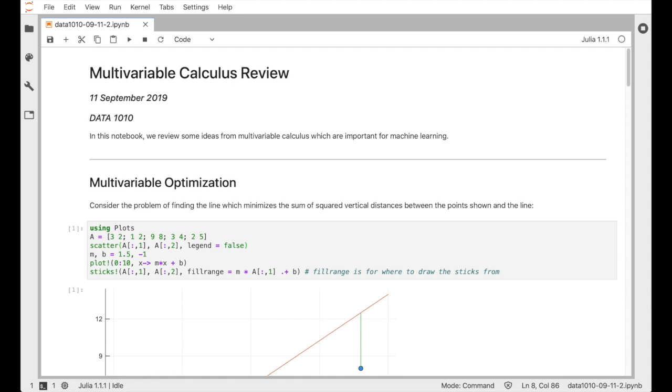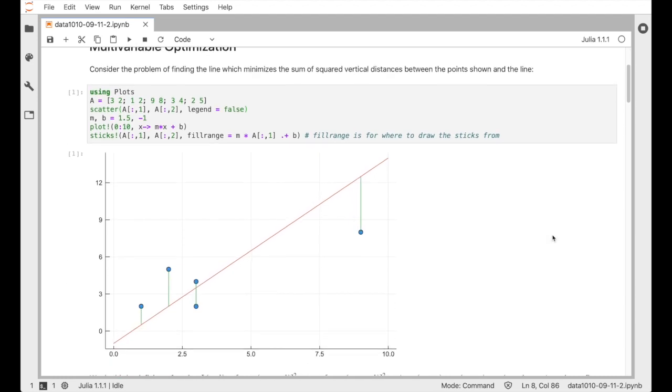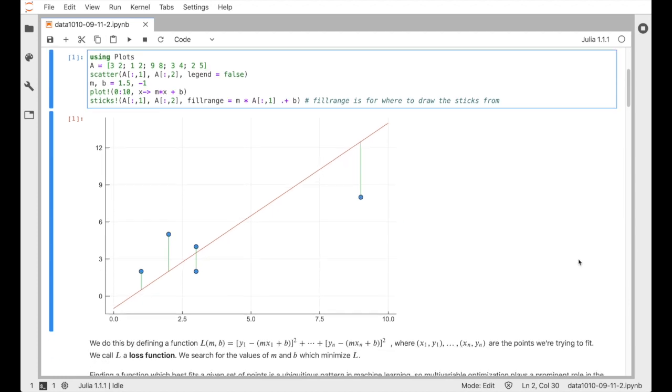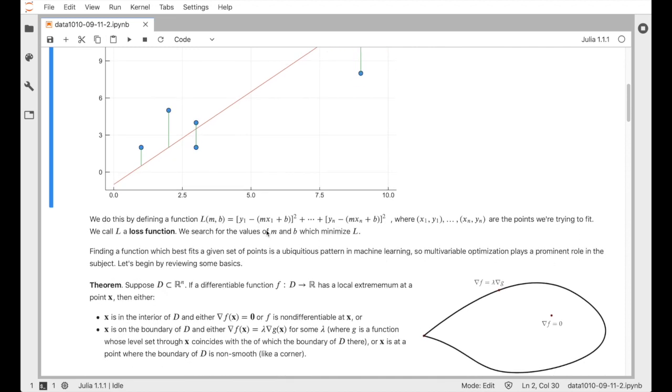Welcome. Today we'll review some multivariable calculus and try to connect some of those ideas to machine learning. So for a simple machine learning example, imagine that you have some points which are stored in a matrix A, and you want to come up with a line that approximates the set of points as well as possible, in the sense that the sum of the squared vertical distances from the line to the points is as small as possible.